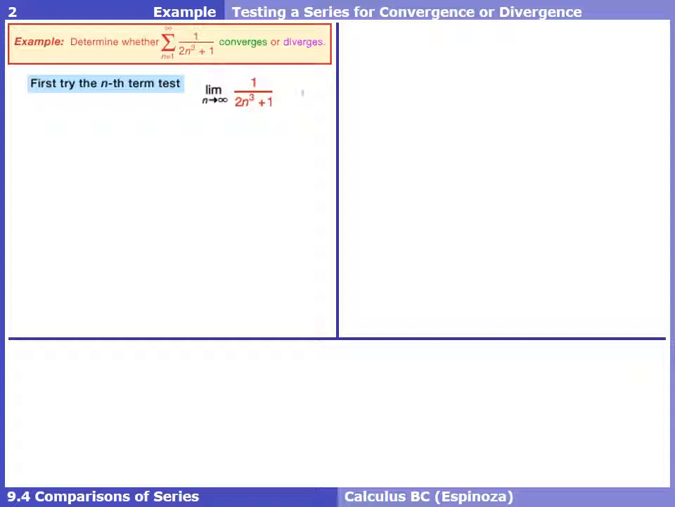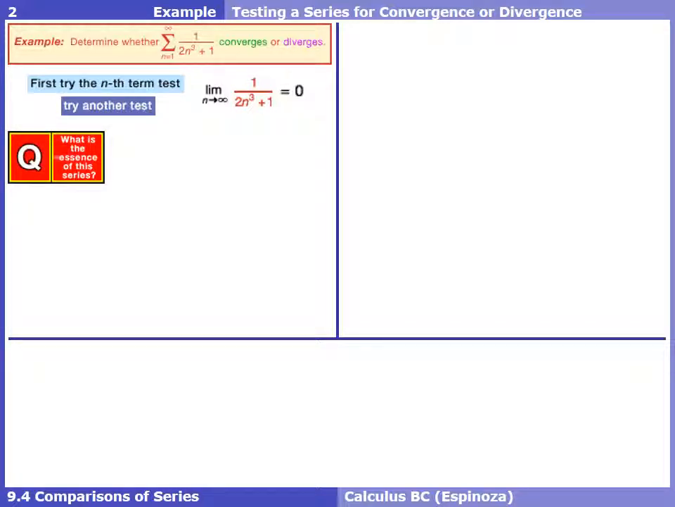In this case, when we take the limit of our infinite series here, we get 0, which just means we need to try another test. So this is a good candidate for the comparison test because here's the question we have to answer. We need to figure out what the essence is, what the spirit is, what the bottom line is when we're looking at this infinite series right here.